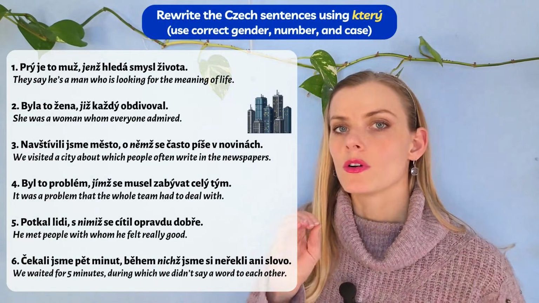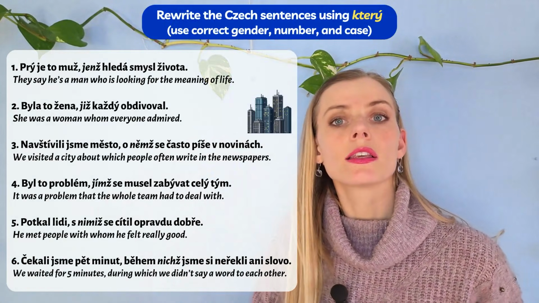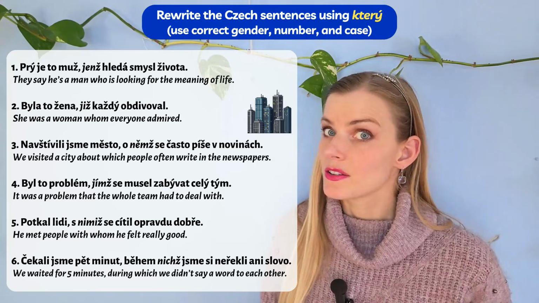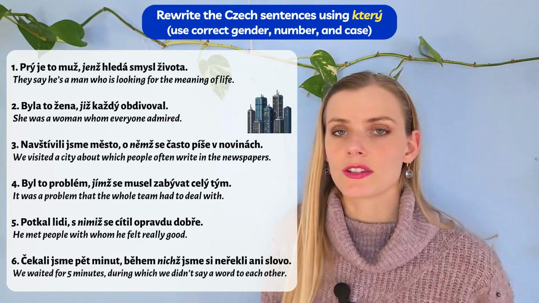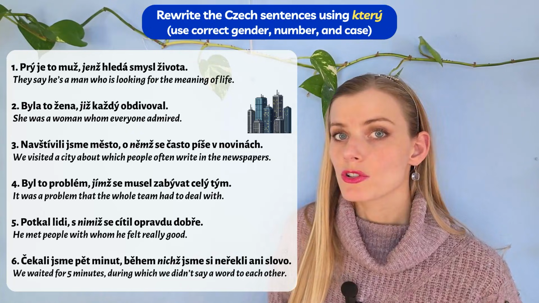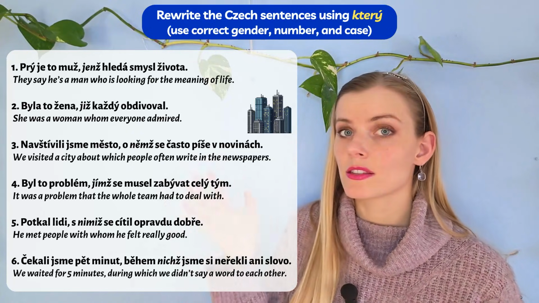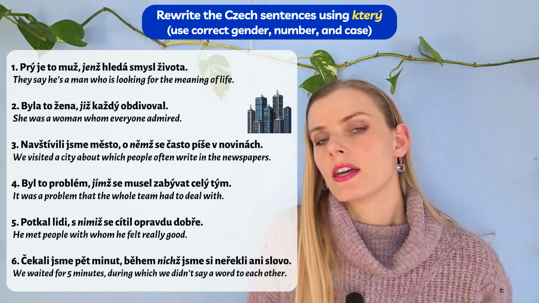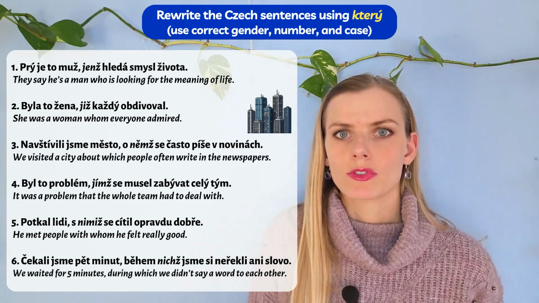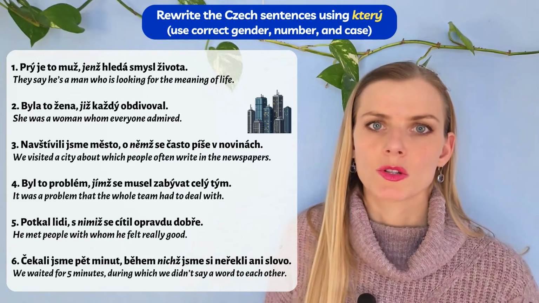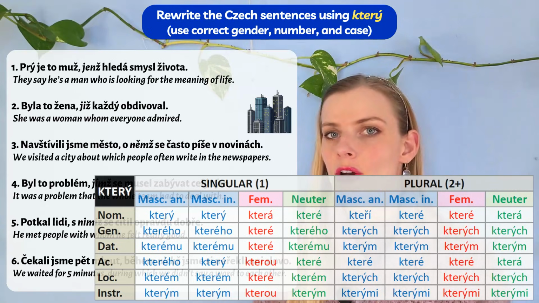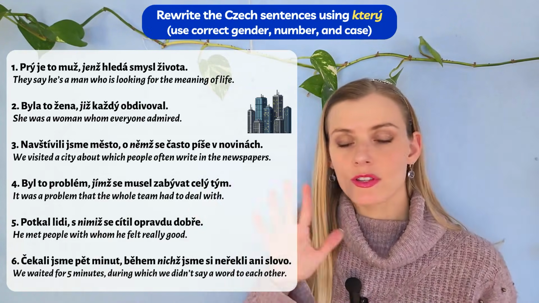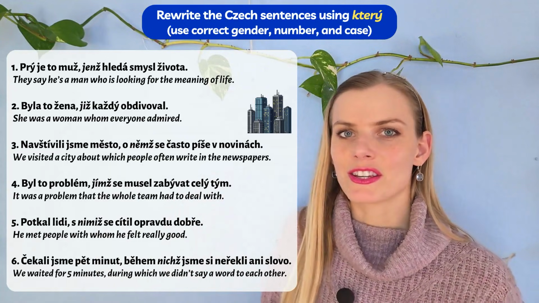All these sentences look a little bit more archaic because they contain jenž in various forms, different genders in different cases. And I want you to rewrite the Czech sentences using the pronoun který, which we said is neutral. So what do we need for that? Watch my video on který. Or try to wing it. Let's see what happens. Pause the video, do some research if you need to, and let's check it now.